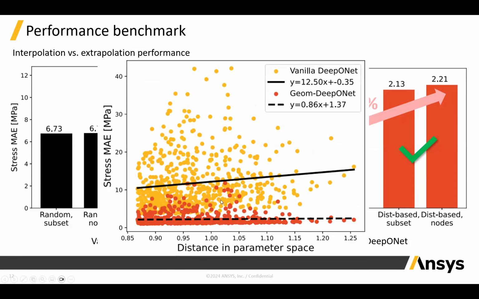We can also look more distinctively at a scatter plot to see how individual designs are doing, and also, as a trend line, how the error progresses as we go further and further in the parameter space. So this is a scatter plot of all the 600 test cases that were done in the design distance based data split. We plot the prediction error with respect to the design distance in the parameter space, and we can see how they progress by looking at the trend line. You see a much larger positive slope for the regular DeepONet compared to ours, meaning that for the regular DeepONet, the error grows a lot quicker when you try to extrapolate to geometrically dissimilar designs.